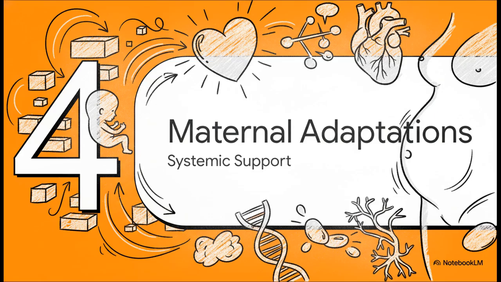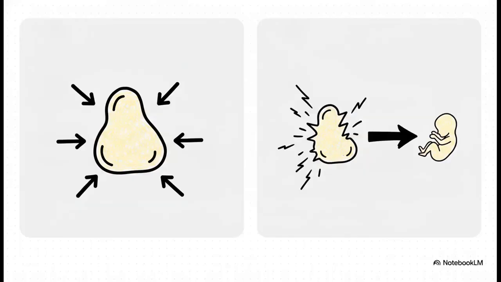Now for part 4, maternal body adaptations. This is all about the systemic support required to make this happen. Constructing this embryological blueprint requires massive systemic support. The fetus cannot build itself in isolation. Because of that, the maternal body undergoes a complete structural and metabolic overhaul.